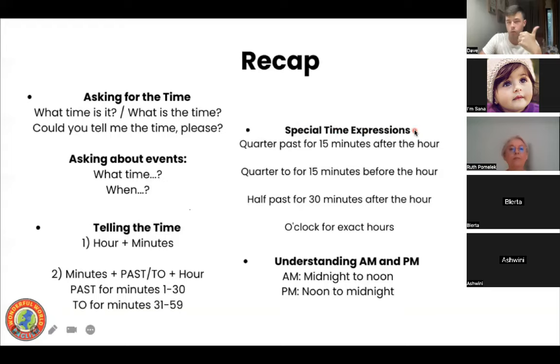Special time expressions. Quarter past 4, 15 minutes after the hour. Quarter to 4, 15 minutes before the hour. Half past 4, 30 minutes after the hour. O'clock, 4 o'clock, exact hours. Excellent. Well done, Ashwini. Quarter past, if it's 15 minutes past the hour. Quarter to, 15 minutes before the next hour. Or half past, if it's right in the middle, 30 minutes. And if it's on the hour, 1 o'clock, 2 o'clock, 3 o'clock, you can just say it's one, it's two. But o'clock just sounds a little bit better, I think.